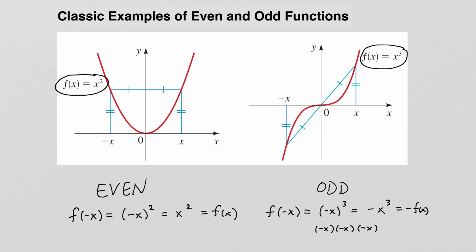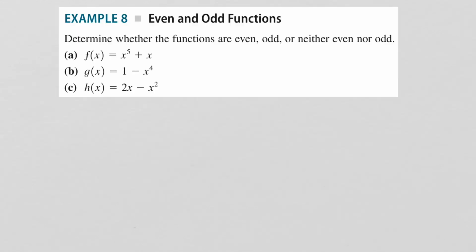Now, of course, the names even and odd pretty much come from these two examples. Notice that the power here is even and the power here is odd. But you have to be careful when you look at powers because powers don't always tell the full story. Let's do one last example. So here we want to determine whether each of the following functions are even, odd, or neither.